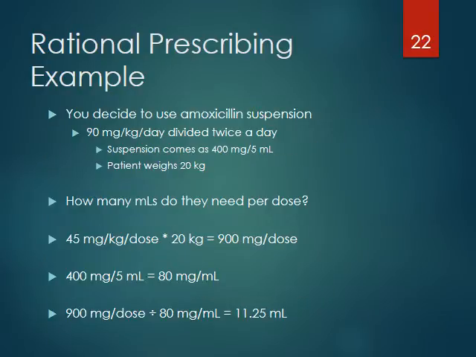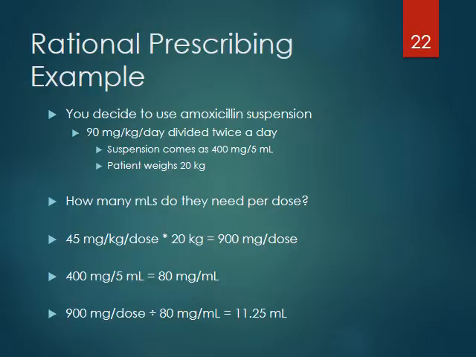So again, we're giving 90 mg per kilo per day divided twice a day. Our suspension is 400 milligrams per 5 mLs. That's a pretty common way you'll see a lot of concentrations being described on medication bottles. And the patient weighs 20 kilos. So again, how many mLs do they need per dose? Pretty easy math. All you've got to do is calculate it out.